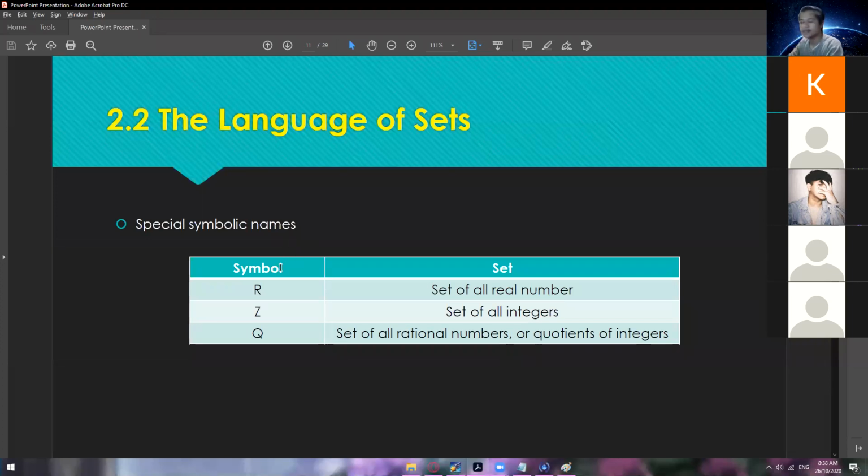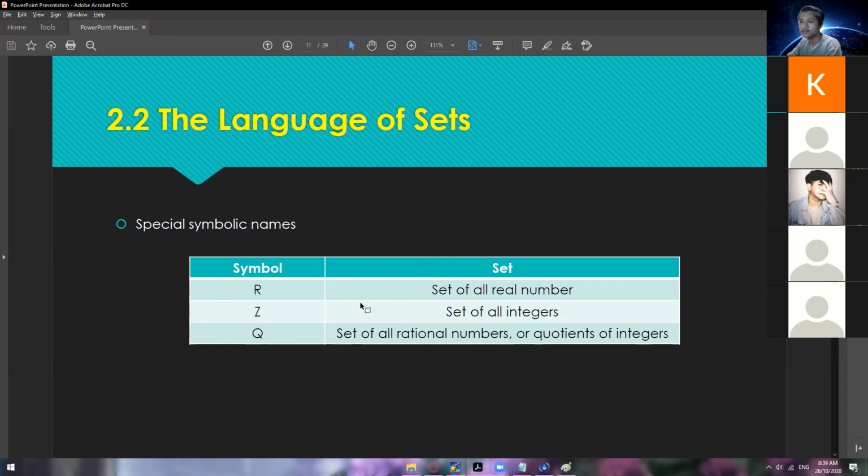So moving on, we have here the symbolic names for the set. So we have R for the set of all real numbers, and then Z for the set of all integers, and then Q is the set of all rational numbers or quotients of integers. So kapag nakita nyo tong symbol na to, real numbers na to. Pag nakita nyo tong symbol na to, integers na to. And then Q, all rational numbers na to. Okay, so ito yung mga special namings natin when it comes to set. So take note, integers is Z, and then kapag quotient or fraction is letter Q, or any rational numbers.